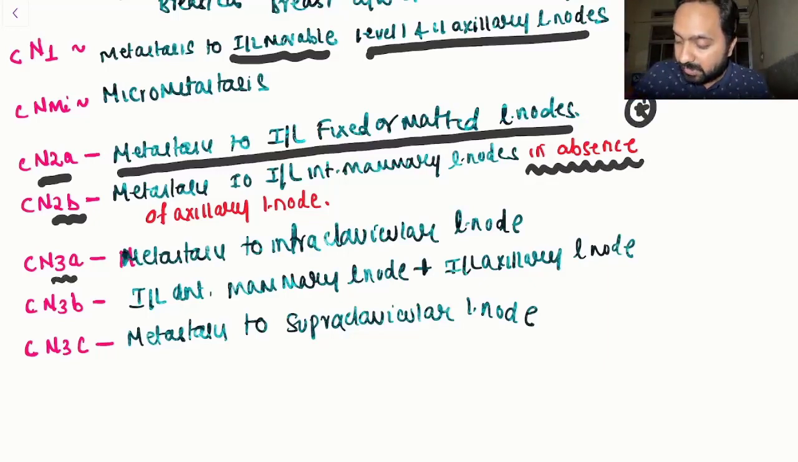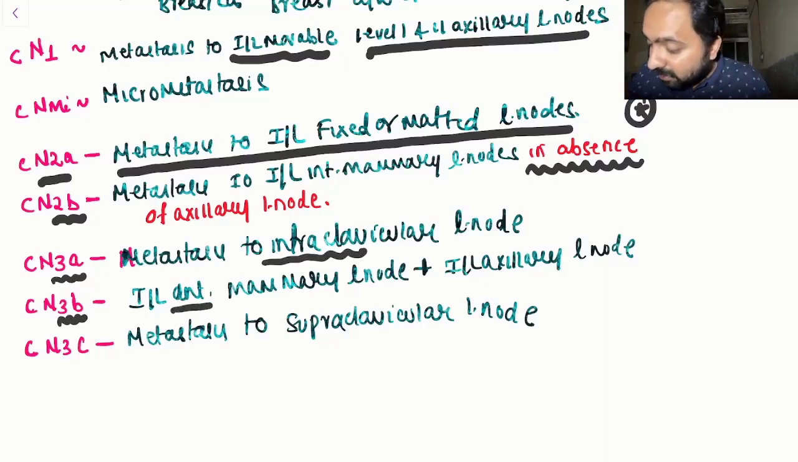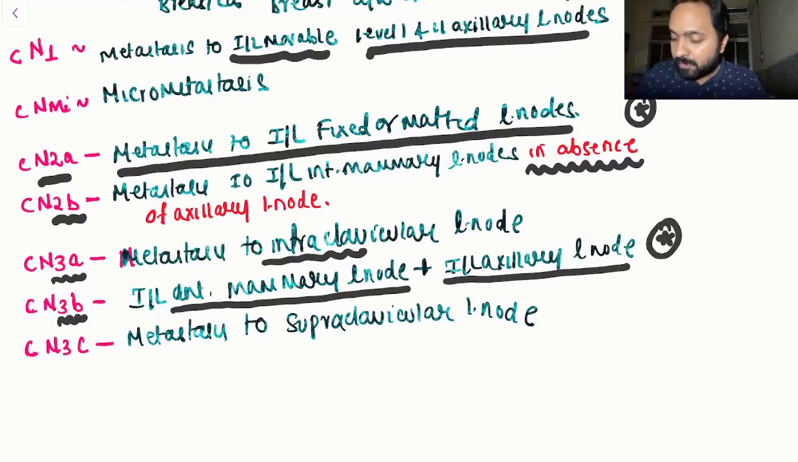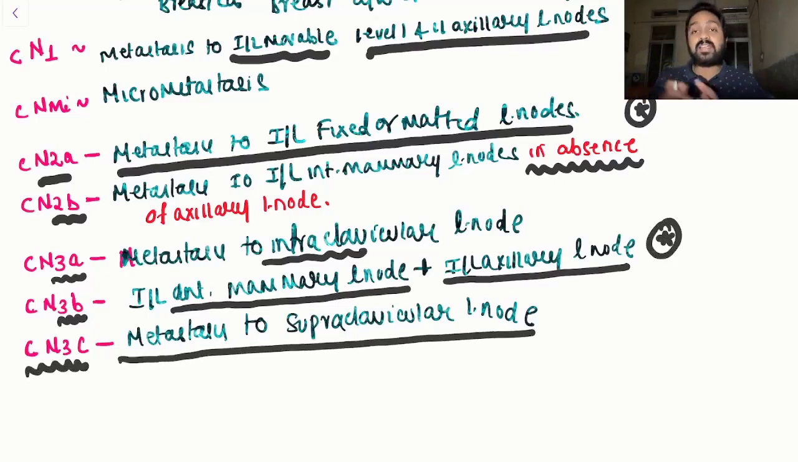Then you have your N3A, which is metastasis to your infraclavicular lymph node. Then you have your N3B, which is ipsilateral internal mammary lymph node and your ipsilateral axillary lymph node. And then you have your N3C, which is your metastasis to supraclavicular lymph node. Right. So these were your important points with respect to your applied surgical anatomy of the breast.